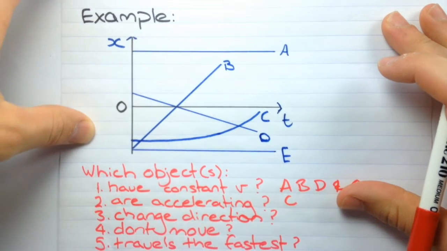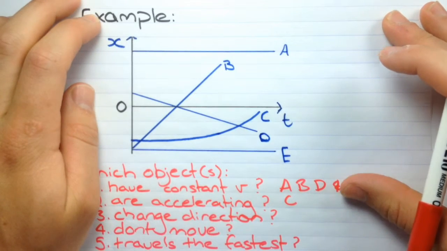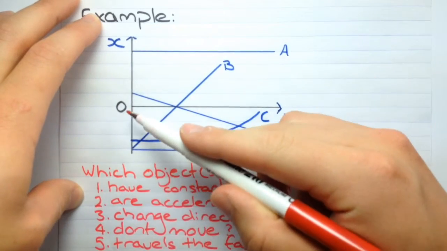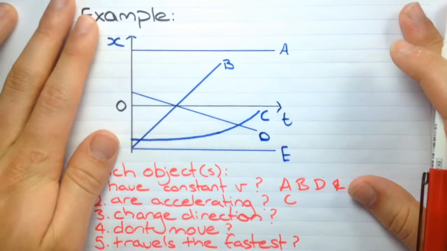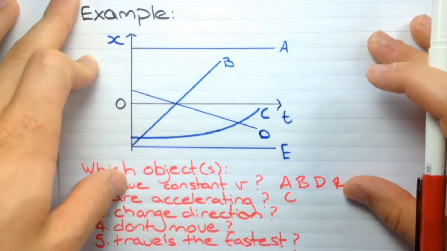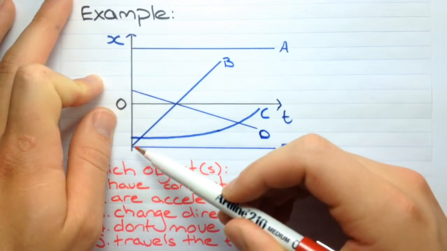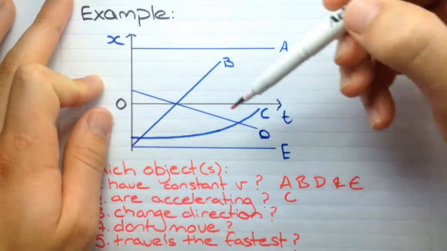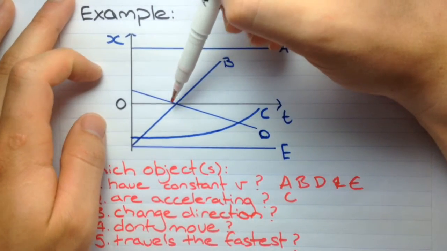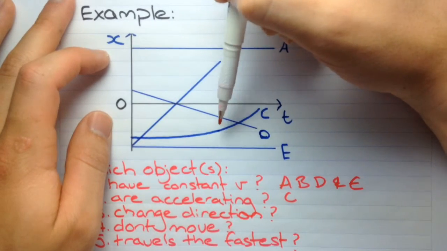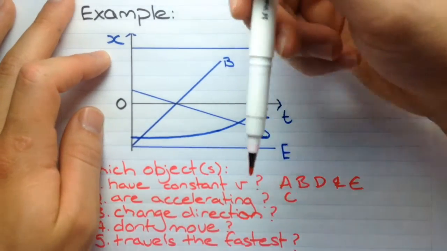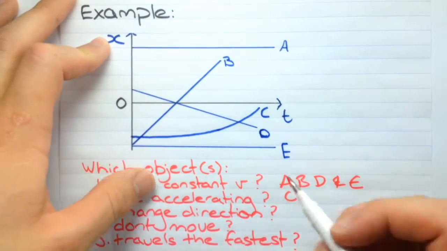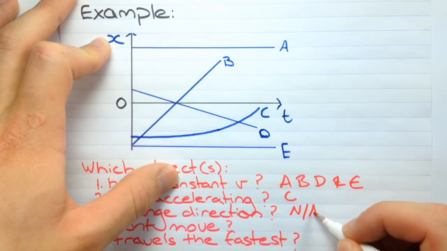Which one changes direction? Now, we said before that below the x-axis, or below the 0 point, is negative, and above the 0 point is positive. So we can see here, this one is moving towards the 0 point and then past the 0 point. So that one doesn't change direction. This one's moving towards the 0 point and then past the 0 point. So this one doesn't change direction. In fact, none of them change direction based on that understanding. So here, N/A, none of them change direction.